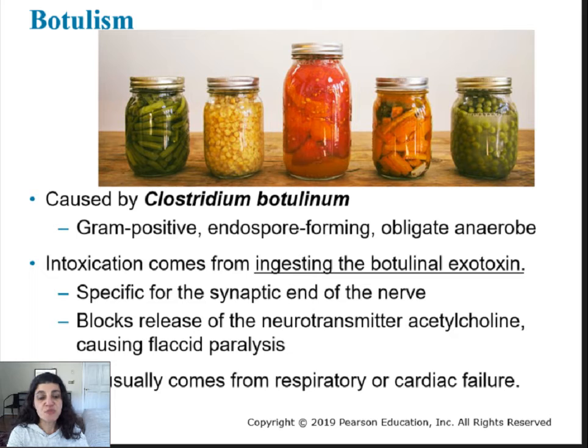Okay, let's move on to botulism. Also caused by Clostridium, in this case Clostridium botulinum. It's a gram-positive, spore-forming, obligate anaerobe, as any Clostridium from this genus are.